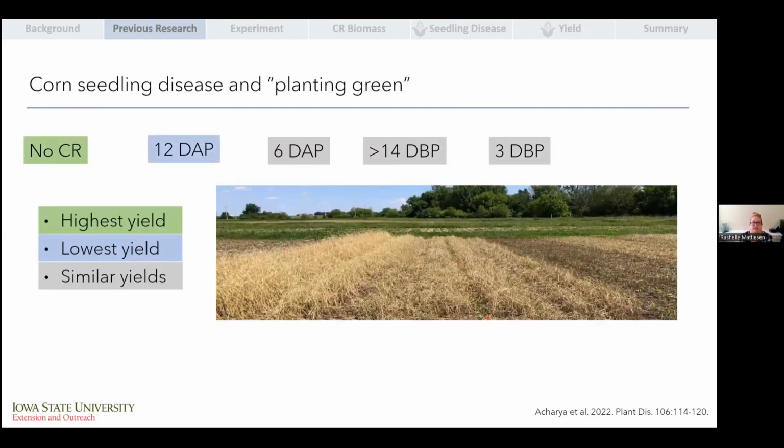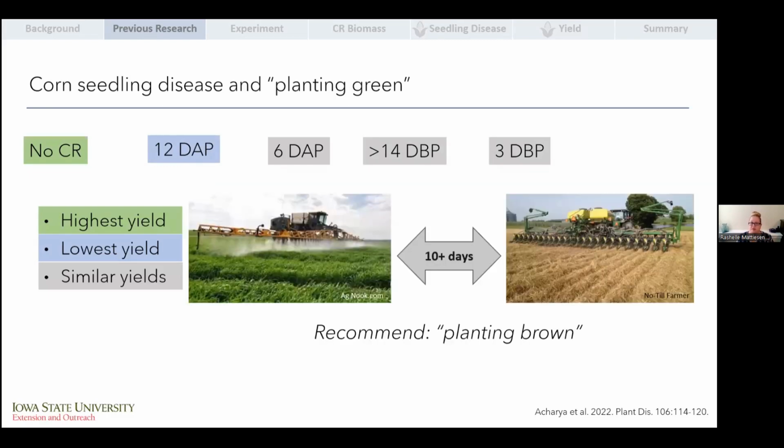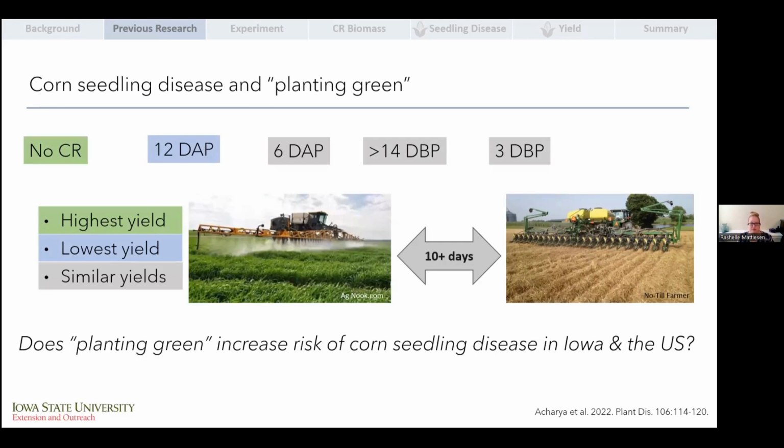She also found that the highest yield was in the no cover crop treatments, and the lowest yield was in the treatment when the cover crop was sprayed 12 days after planting. And then there were similar yields between the other 3 treatments. So we keep recommending to increase the time between when you spray your cover crop to terminate it and when you're planting corn, something like planting brown. So again, though, the question is still there: does planting green increase seedling disease? Not just in Iowa, we've kind of shown that, but across the US.